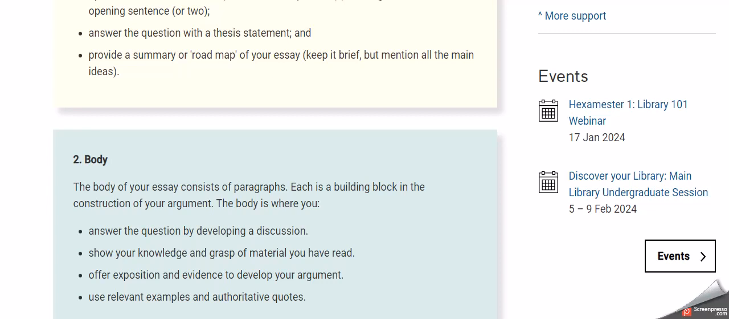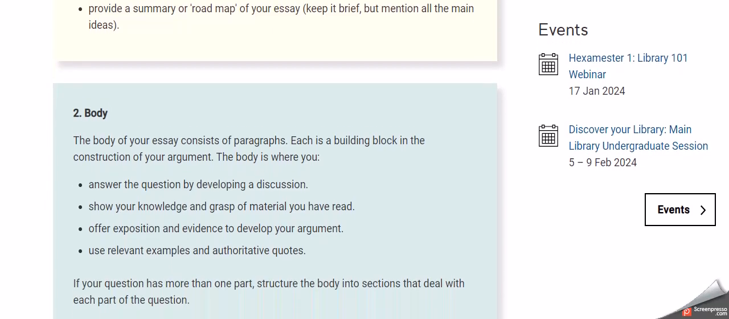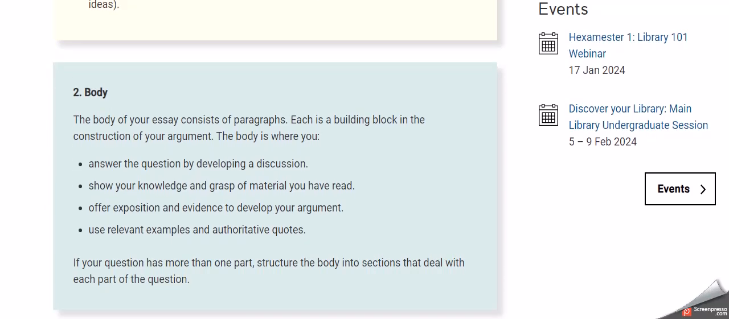The second part is the body. The body of your essay consists of paragraphs. Each is a building block in the construction of your argument. The body is where you answer the question by developing a discussion. Show your knowledge and grasp of material you have read. Offer exposition and evidence to develop your argument. And use relevant examples and authoritative quotes.